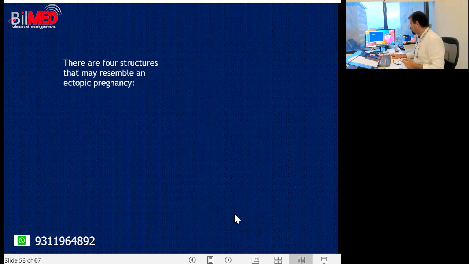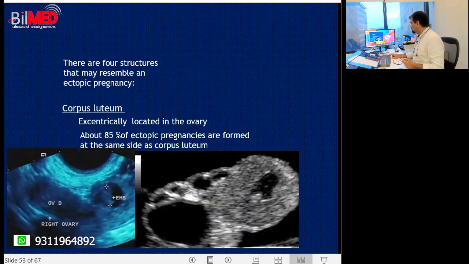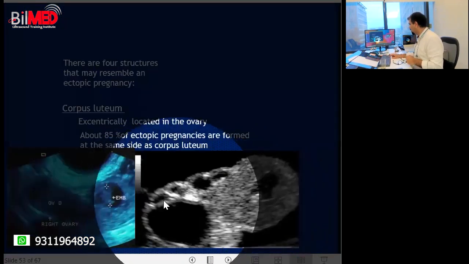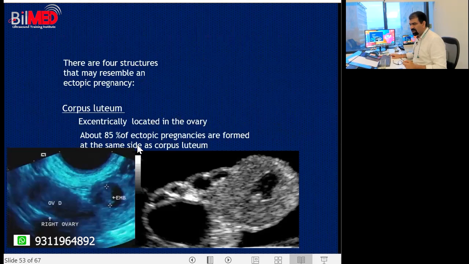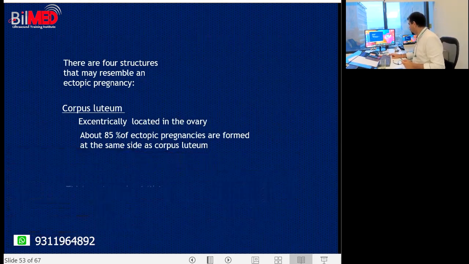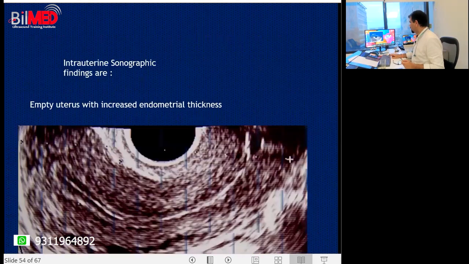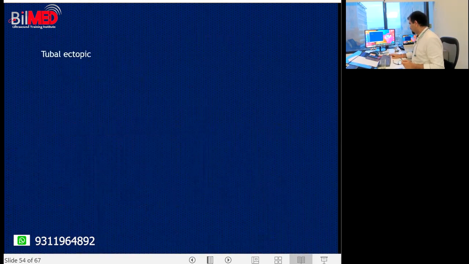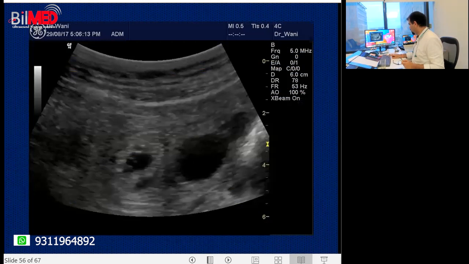Now, there are some structures which resemble ectopics, and one of them is the corpus luteum. Because if I put color, that will confuse me, because both will show a color ring of fire pattern. So I should know how to differentiate, which we will discuss later on. I am quickly moving in between because we have a lot of things.